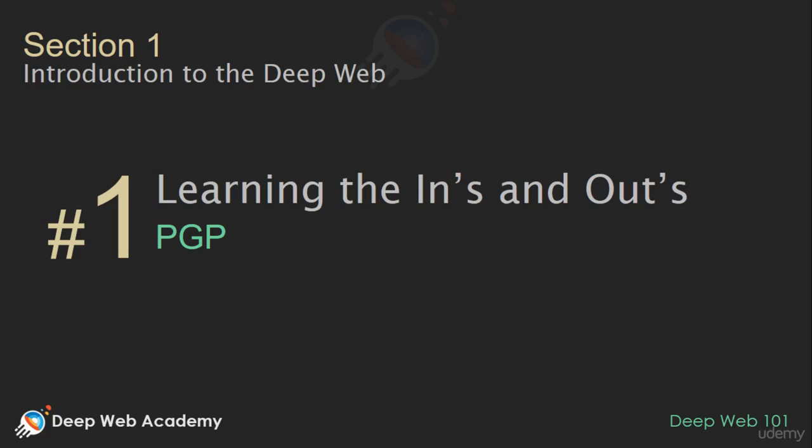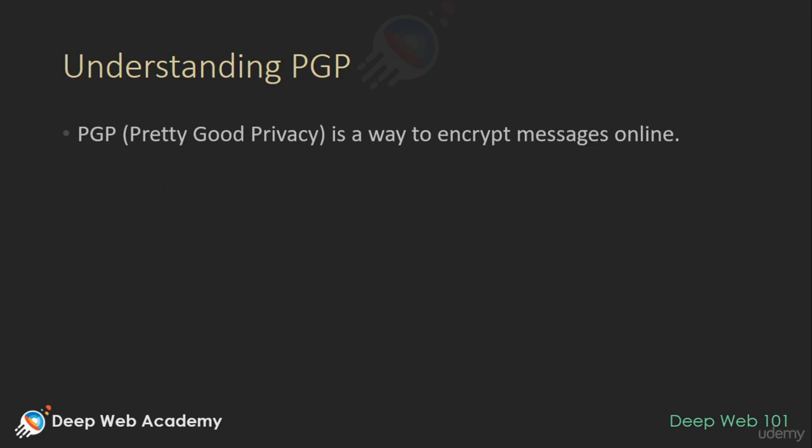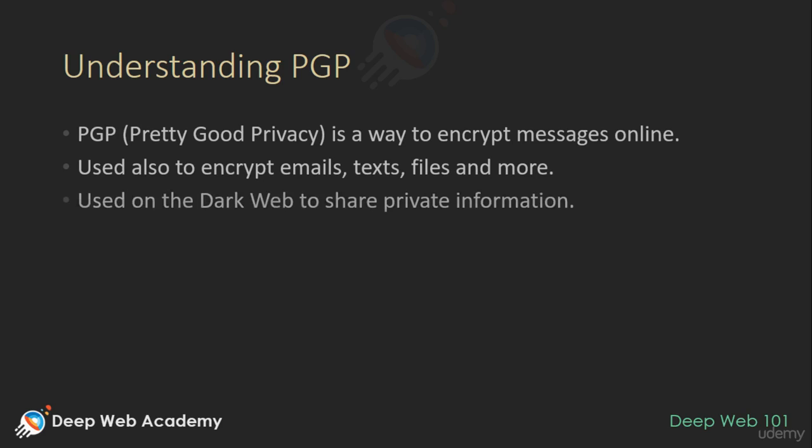This is where PGP comes in handy. Now, PGP stands for Pretty Good Privacy, and it is a way to encrypt messages online. It's not used only for messages, though. PGP can also be used to encrypt emails, text, files, and pretty much anything else that can be sent over the internet. It is the main tool used to encrypt messages and files over the dark web, and it was first created in 1991, but since has been perfected.